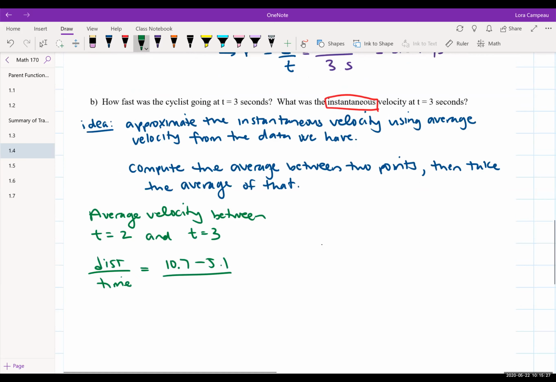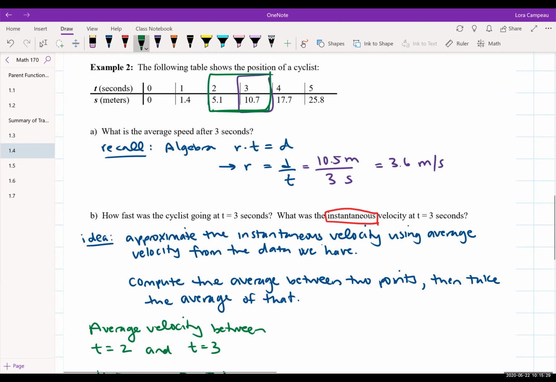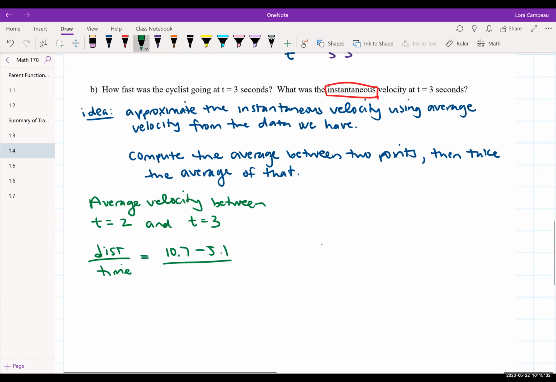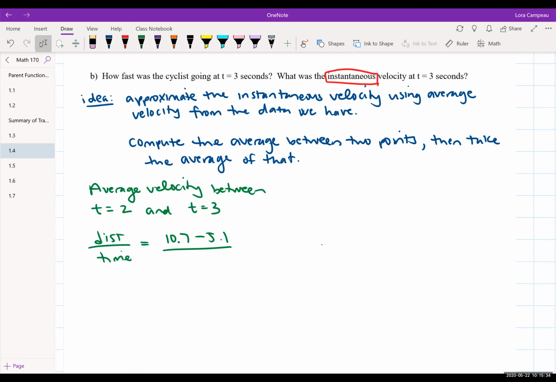So what's happening at 3 seconds? 10.7. 2 seconds, 5.1. And then we're subtracting off the seconds. So we should have 3 minus 2. So distance over time. Now do the math, a little computation for us. We should have 5.6 over 1. And if we're looking at trying to get units involved, remember that we have meters on top, seconds on the bottom. So we should have 5.6 meters per second.